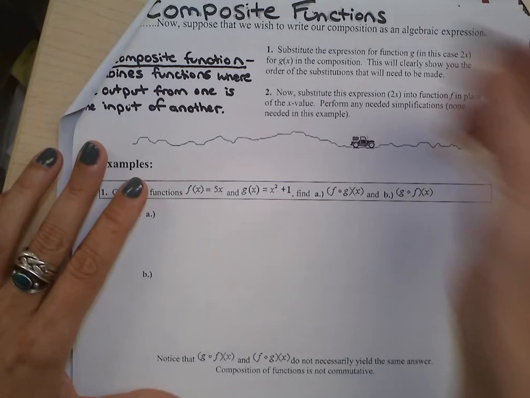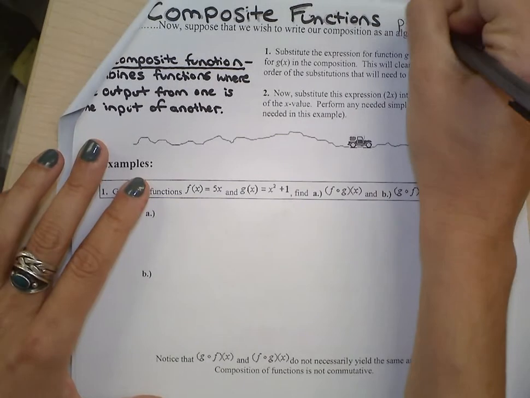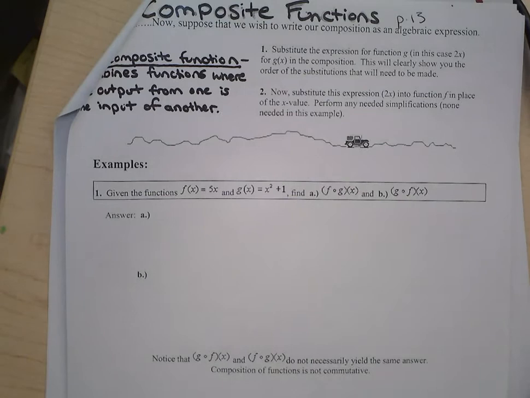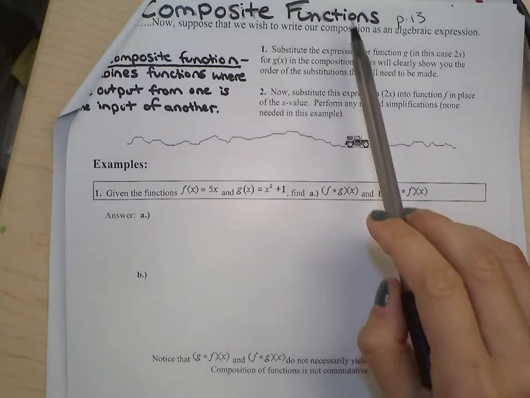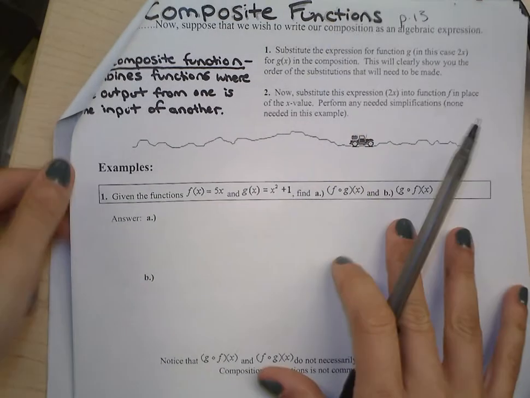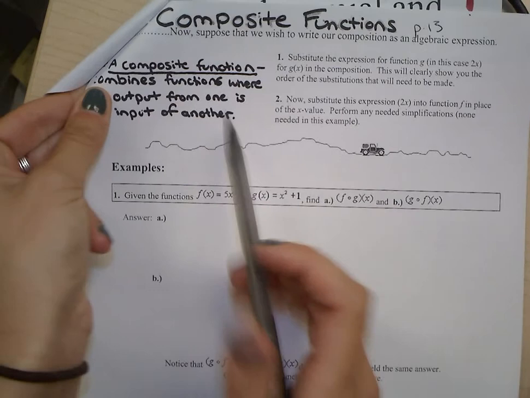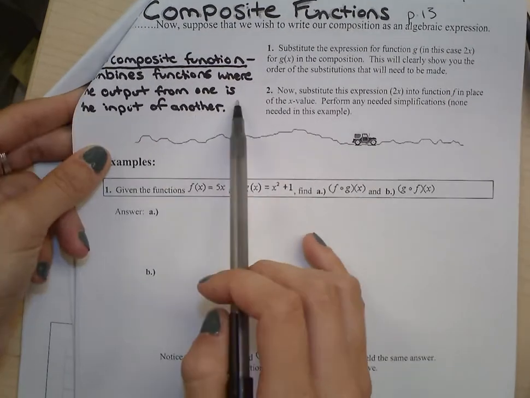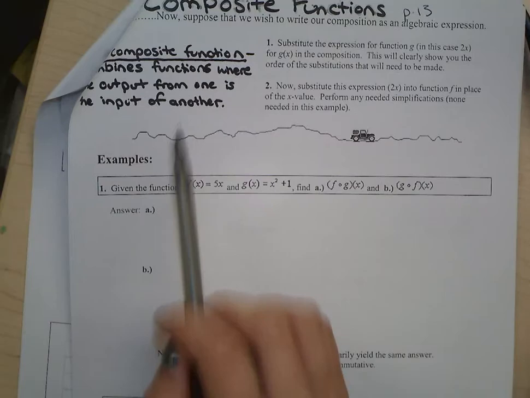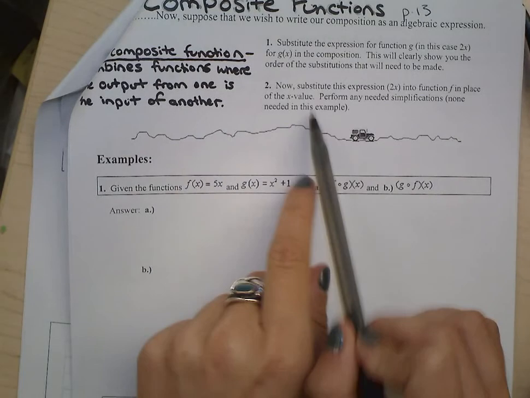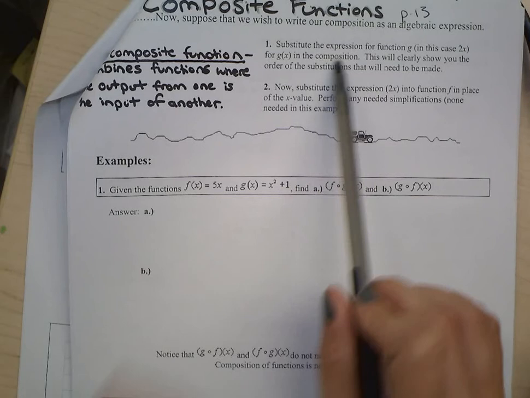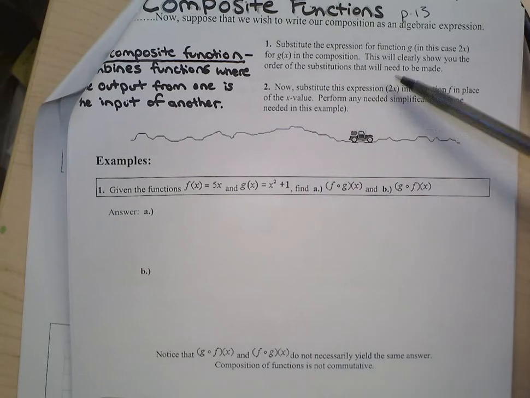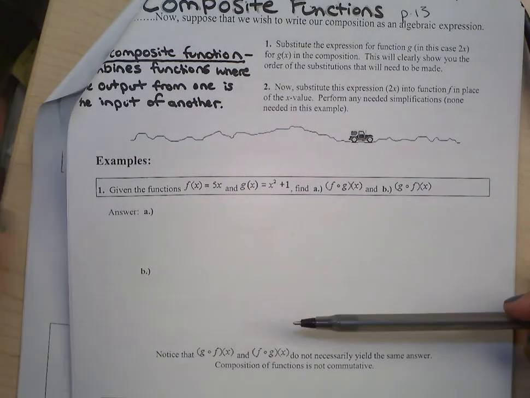Page 13 of our Unit 4 packets, and we're going to be talking about composite functions today. A composite function combines functions where the input from one is the input from another function. I have two steps outlined here, and you can read that later if you would like things outlined in steps. I'm going to go through a couple examples.